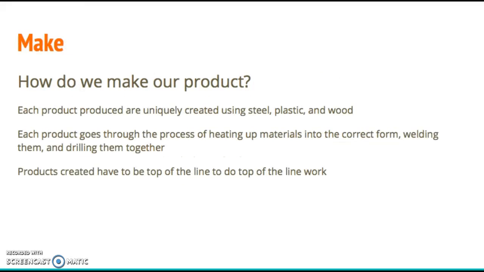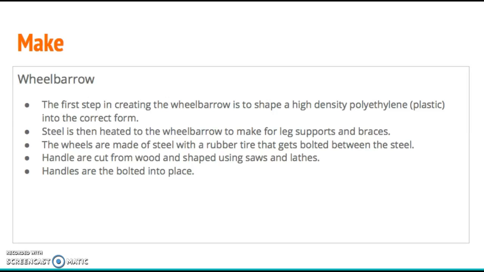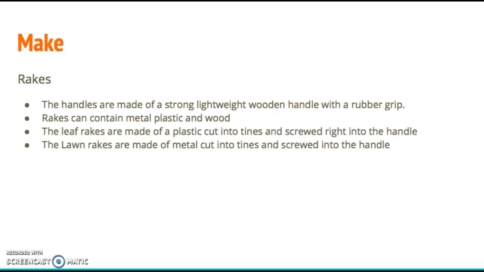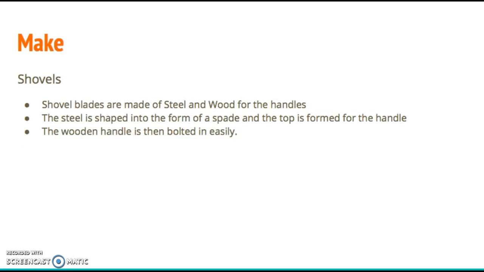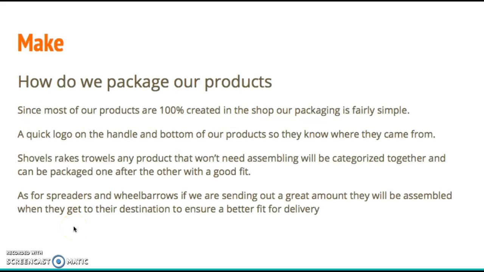All of our products are created using steel, plastic, and wood. Each product goes through a unique process to turn them into the correct form. The products we create have to be top of the line to do the top of the line work that we are dedicated to. This is the process of producing a wheelbarrow. This is the process of producing our rakes. This is the process of producing our shovels. Our products are packaged with our logo.